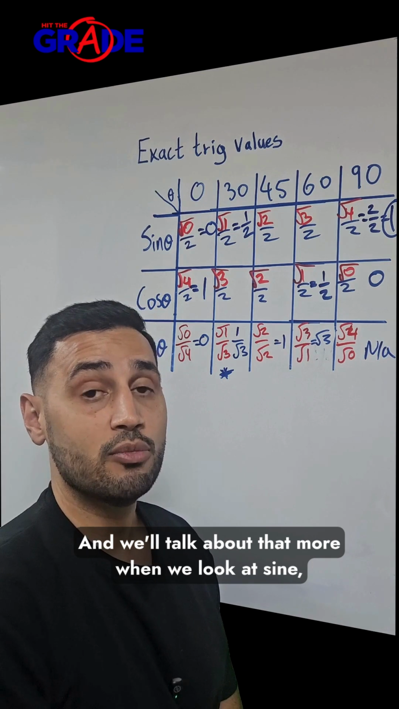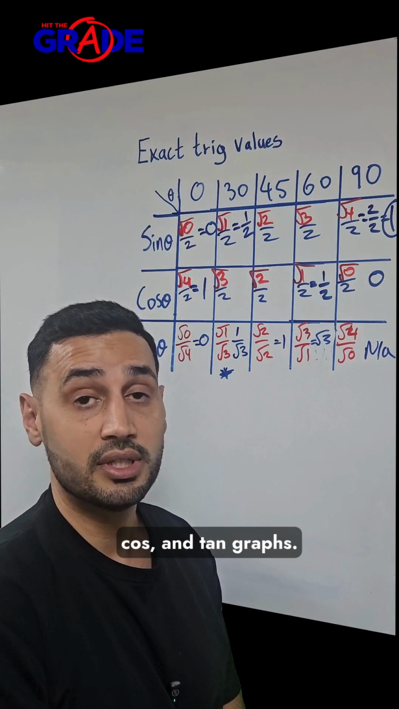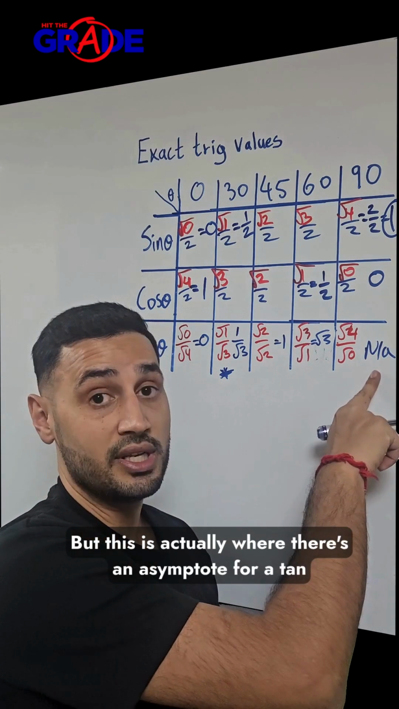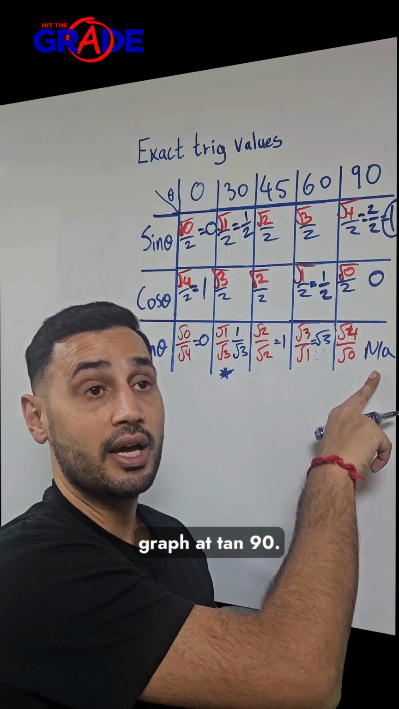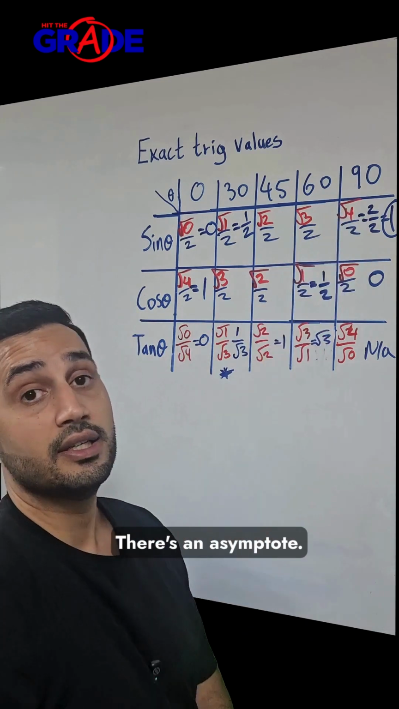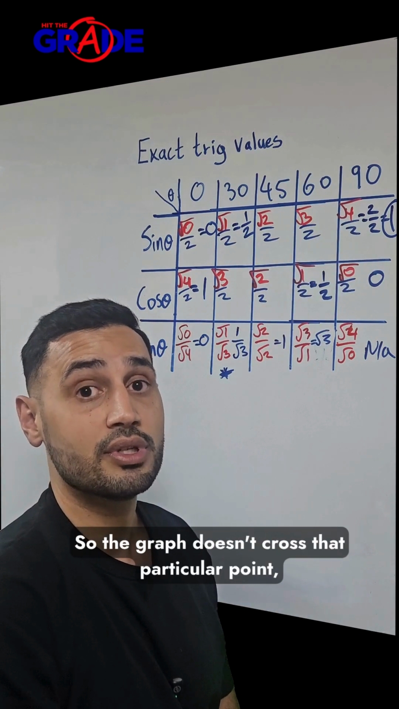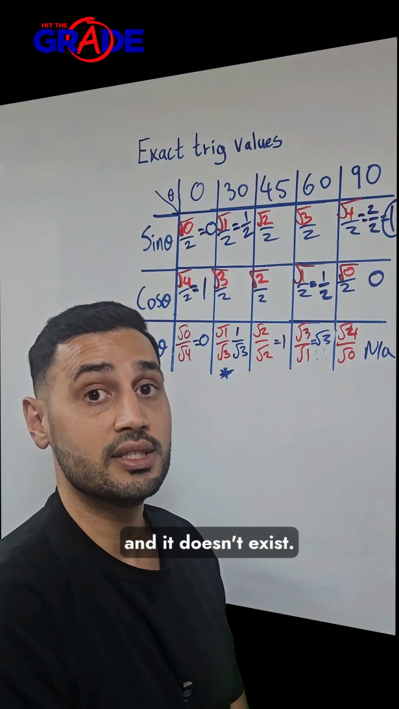And we'll talk about that more when we look at sine, cos, and tan graphs, but this is actually where there's an asymptote for the tan graph at tan 90. There's an asymptote, so the graph doesn't cross that particular point, and it doesn't exist.